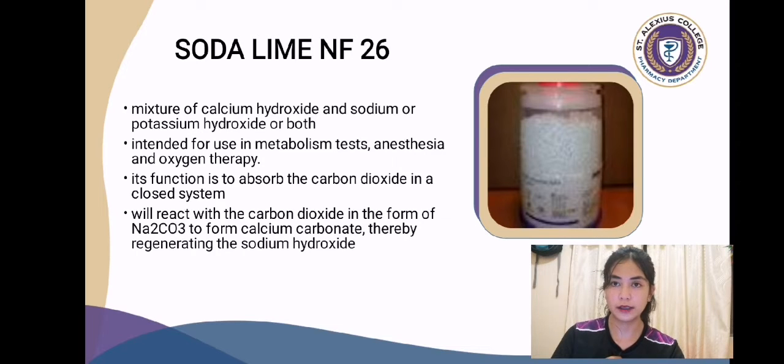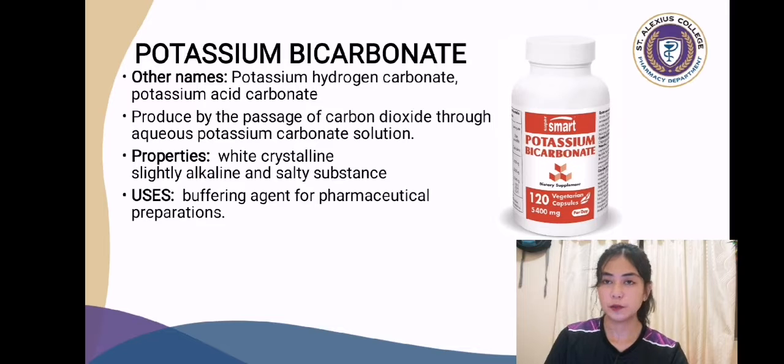in the form of sodium carbonate, to form calcium carbonate, thereby regenerating the sodium hydroxide. Next is potassium bicarbonate, with the other names potassium hydrogen carbonate and potassium acid carbonate. It is a white crystalline, slightly alkaline and salty substance. It is produced by the passage of carbon dioxide through an aqueous potassium carbonate solution. It is soluble in water but insoluble in alcohols and other organic solvents. It is used as a buffering agent for pharmaceutical preparations.